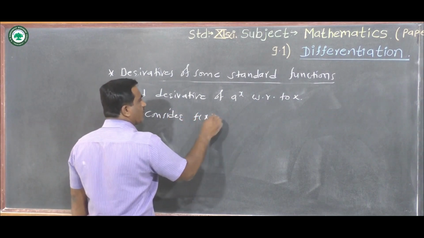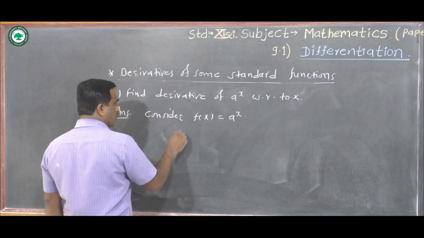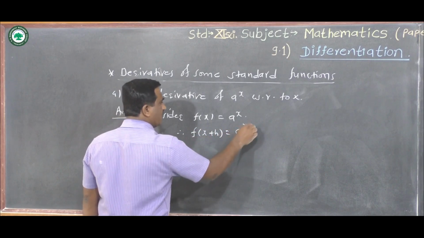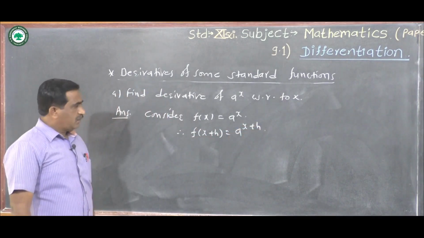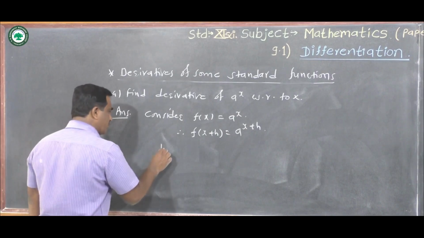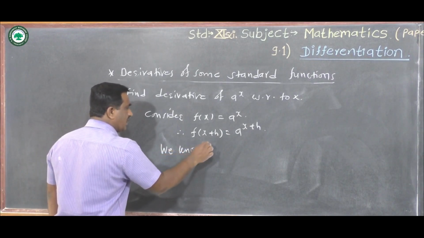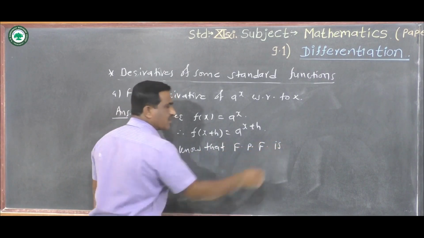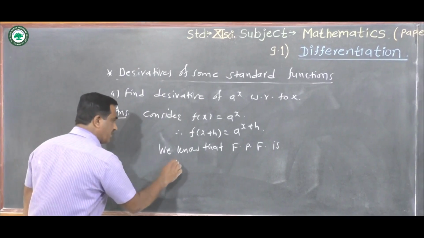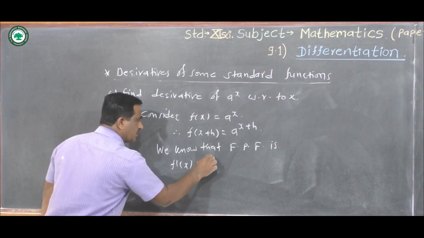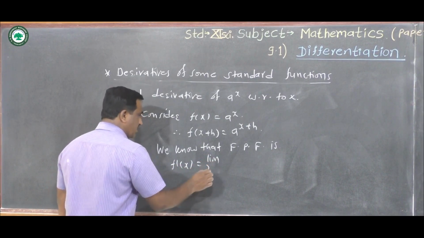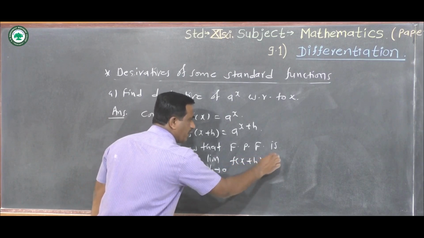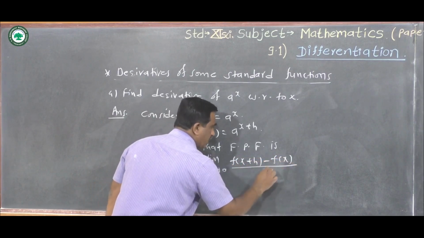Consider f of x is equal to a raised to x. Therefore, by putting x equal to x plus h, we can write f of x plus h equal to a raised to x plus h. Now we know the first principle formula: f dash of x is equal to limit h tends to 0 of f of x plus h minus f of x upon h.